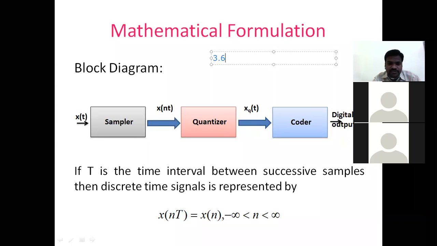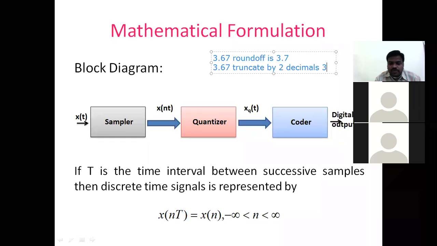See, 3.67 rounded off, the rounded off value is 3.7. Now what is truncation? Now 3.67 is truncated to one decimal. So what is the value? Just wait a moment. Now the value is 3.6. So the remaining digit will be truncated off, and you will have only 3.6.